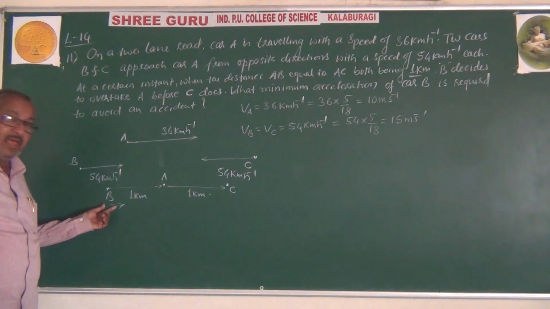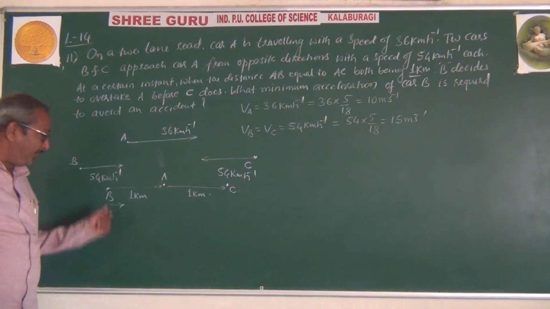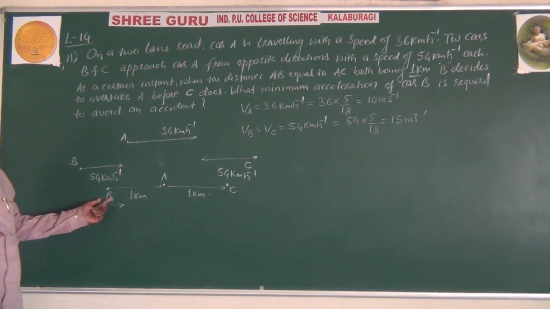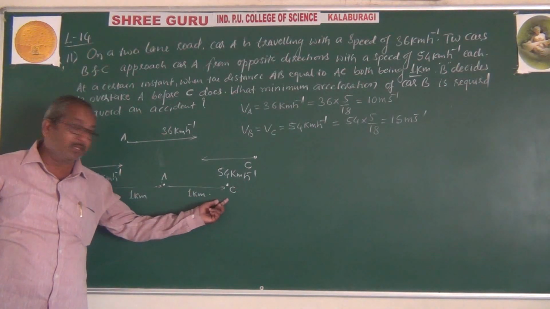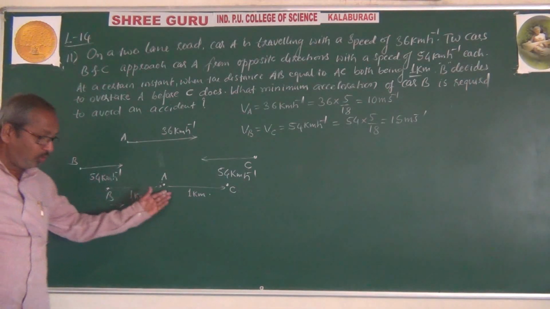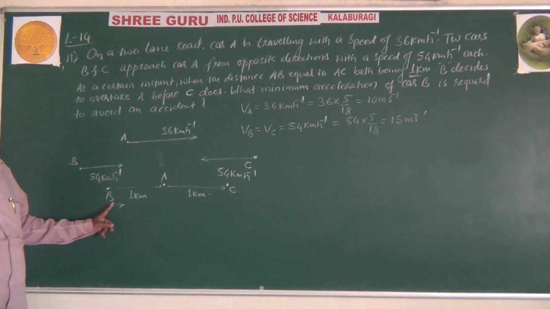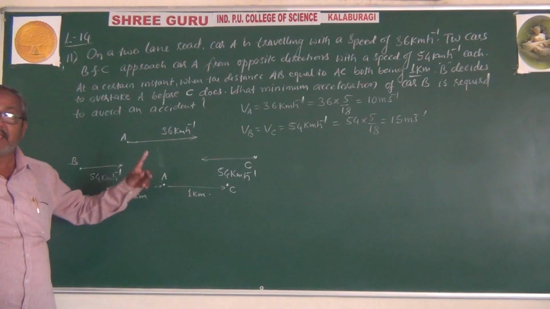So this B has to accelerate because it has to come earlier than this one. If it has to come earlier, then its speed should go on increasing. If B keeps 54 kilometers per hour and C is also maintaining 54 kilometers per hour, both will be approaching A at the same time. But he has to overtake before C. For that purpose, he should move with some acceleration. And what is that minimum acceleration so that the car B can overtake A?